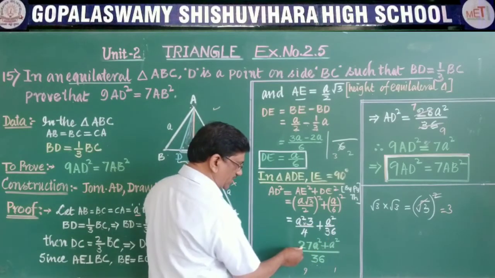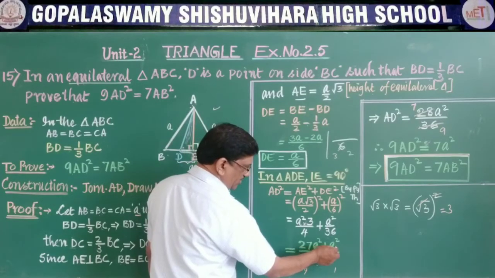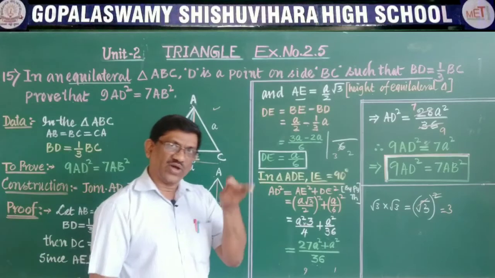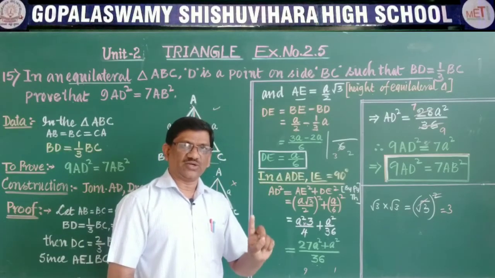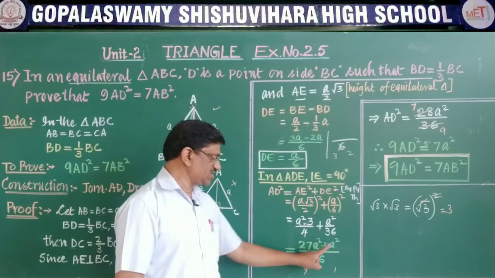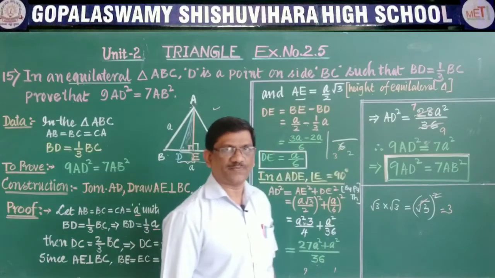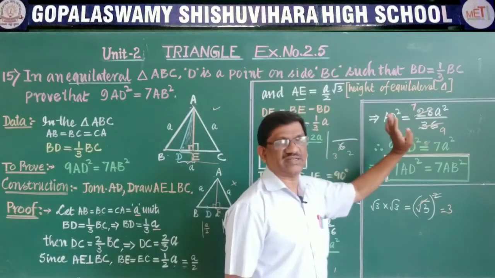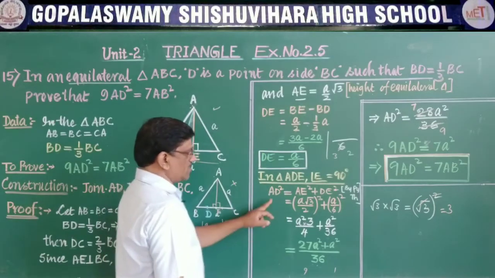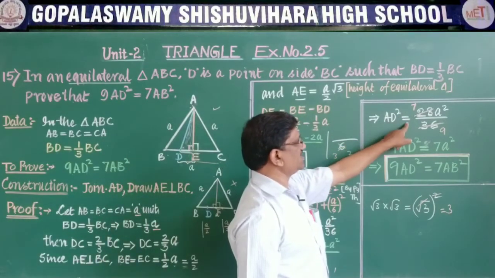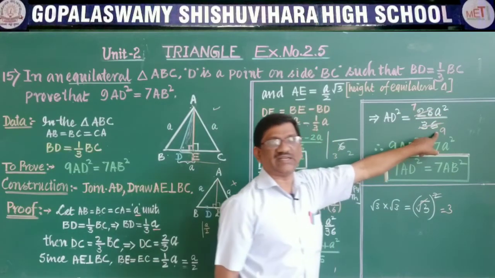So in the numerator what did we get? 27 A square plus A square. If you add 1 A square to 27 A square, together it becomes 28 A square. In the denominator it is 36. So what is on the left side? It is AD square. So AD square is equal to 28 A square divided by 36.